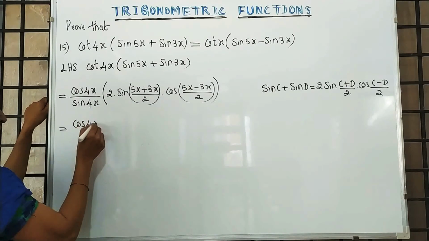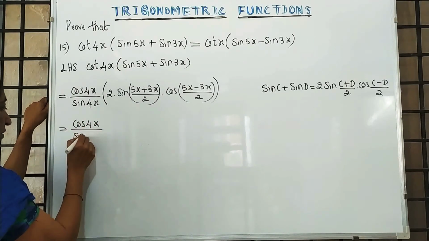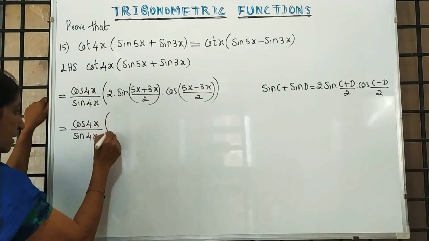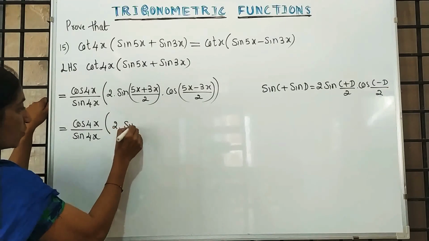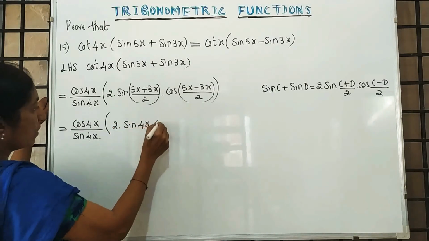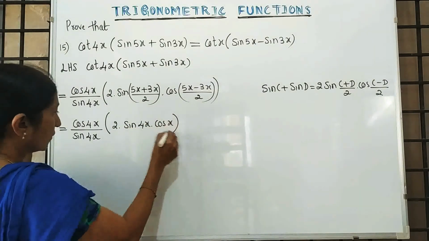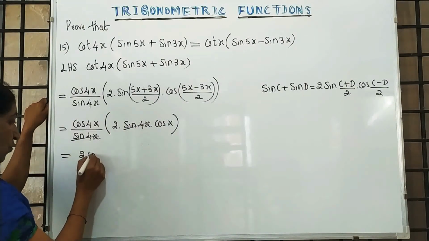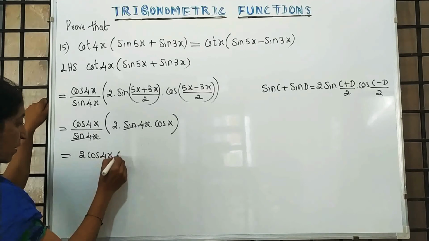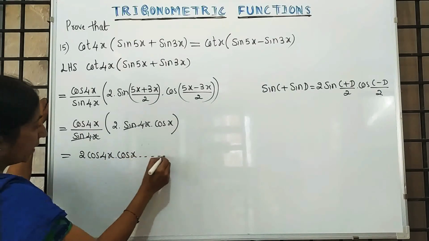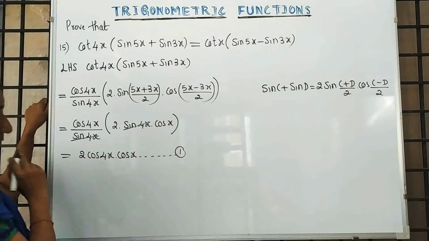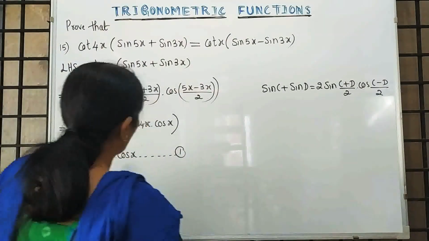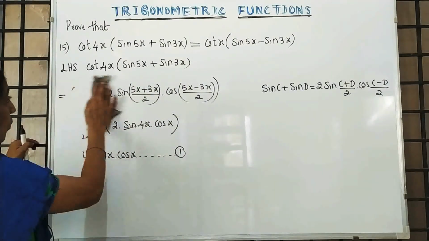Cos 4x upon sin 4x, as it is, in the bracket 2 into sin 4x into cos x. Sin 4x gets cancelled. It is 2 cos 4x into cos x. Let us call this equation 1. Remember this, in equation 1 we got 2 cos 4x into cos x.